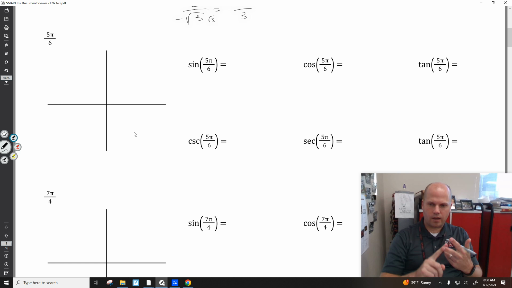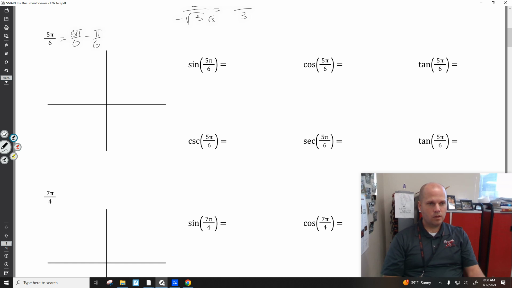Radian, triangle, SOHCAHTOA. It's that simple, paying attention to direction. All right, so 5 pi over 6 I know is 6 pi over 6 minus a pi over 6. Here is 6 pi over 6, which is pi. I will then subtract a pi over 6. Pi over 6 is equivalent to 30 degrees.